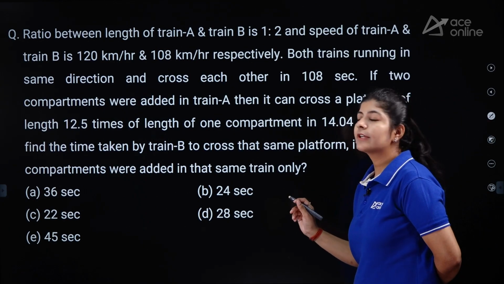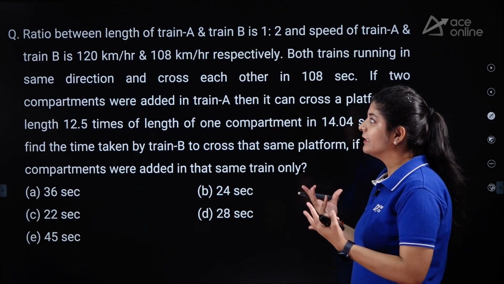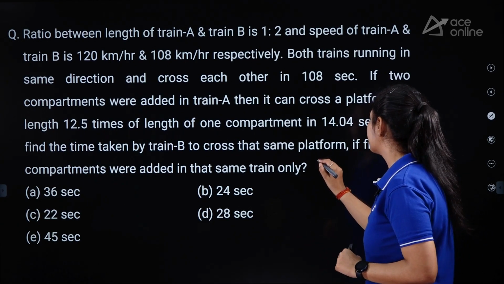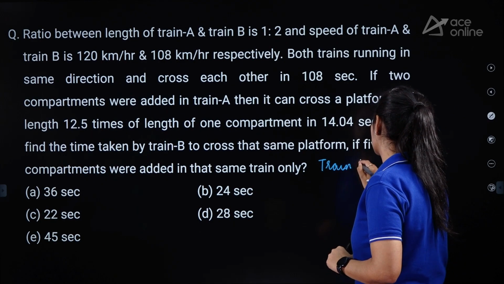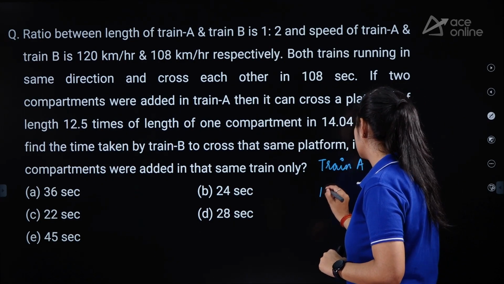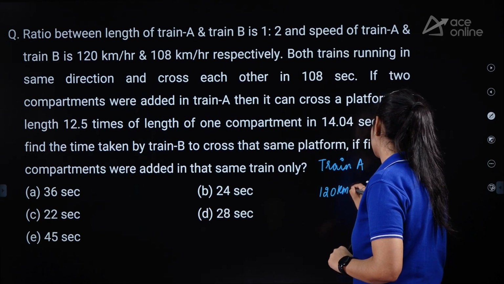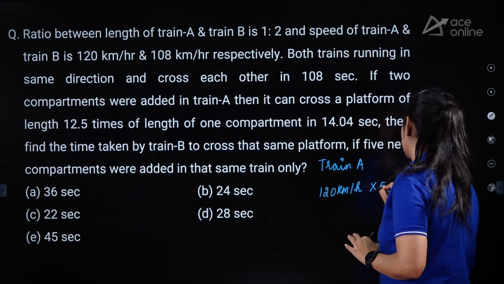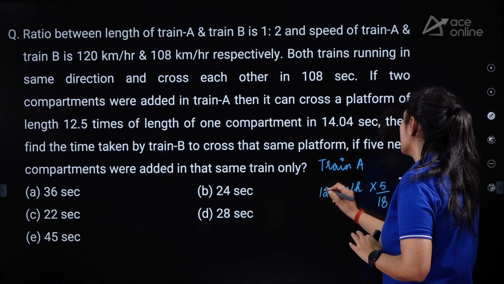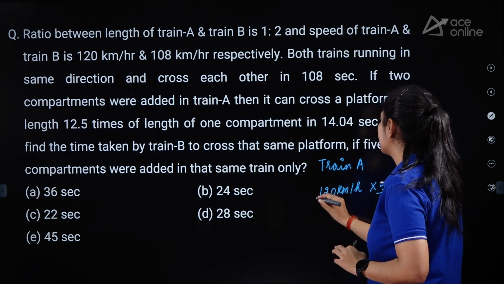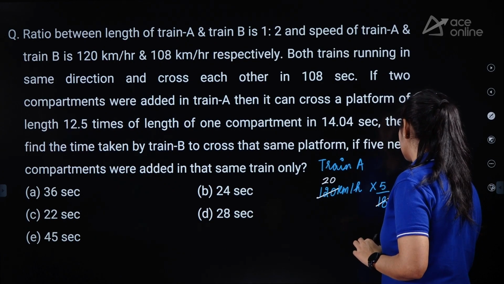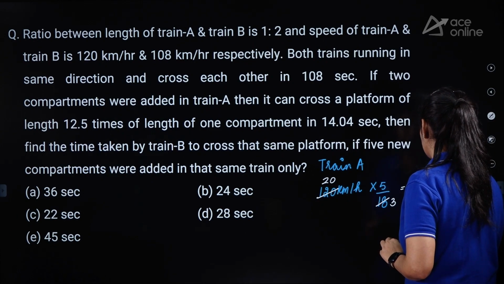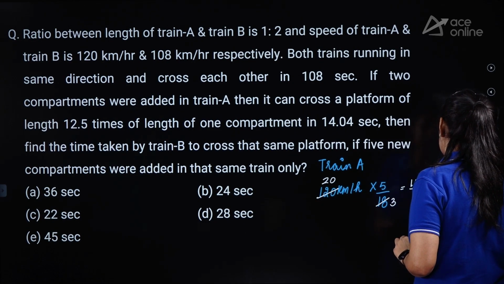Okay. So here, first I'm going to convert the speeds of the trains into meters per second, so that I can do my calculation in a simple way. For train A, the speed given is 120 kilometers per hour. To convert it into meters per second, I need to multiply it by 5 by 18, right? Here, with the help of 6, we are going to eliminate it. Here we are getting 20 and here we are getting 3, right? So basically we get 100 by 3 meters per second.